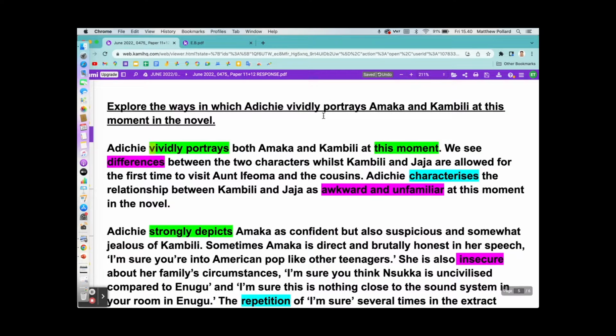What we're doing here is focusing in on the key words in the question from the very beginning in our topic sentence. You should give a brief overview, a list of the main aspects of the extract that you're going to analyze as well. So we are going to be looking at characterization here. You can see it highlighted in blue because characterization is a technique. And you can see a bit of inference, reading between the lines. We're looking at differences, and we're going to look at the two characters as being a bit awkward and unfamiliar with one another at this moment.